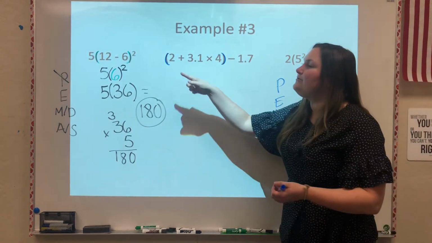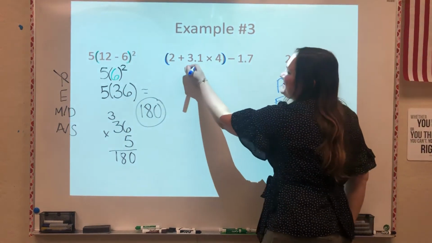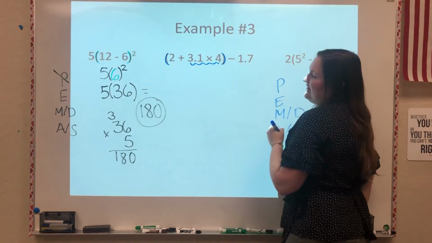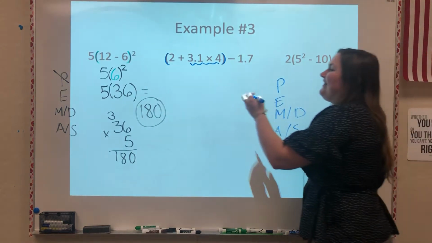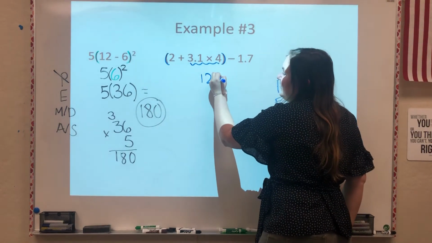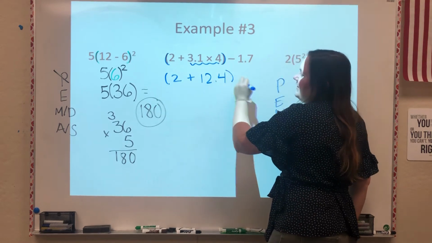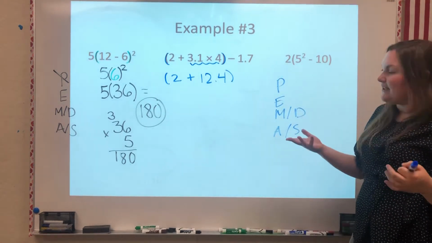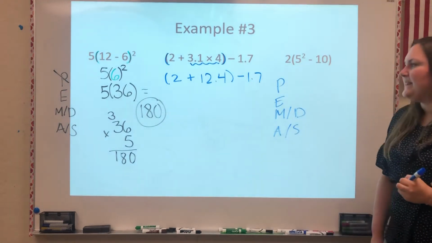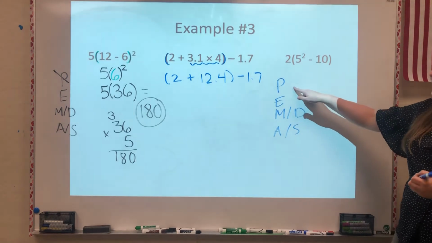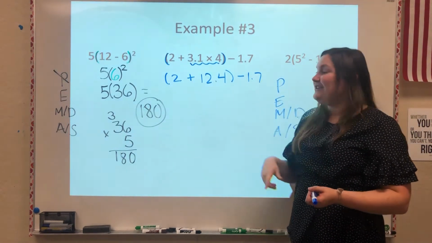So when I go to do my parentheses, I'm going to use PEMDAS again to say, let's start with the multiplication. If I do that multiplication, 3.1 times 4, that's going to give us 12.4. And I'm going to keep my 2 plus 12.4 in parentheses because I haven't finished everything in the parentheses yet. And then minus our 1.7. Now remember, I'm working on parentheses. I'm still not done. I did the multiplication in parentheses, but I still need to do the addition.